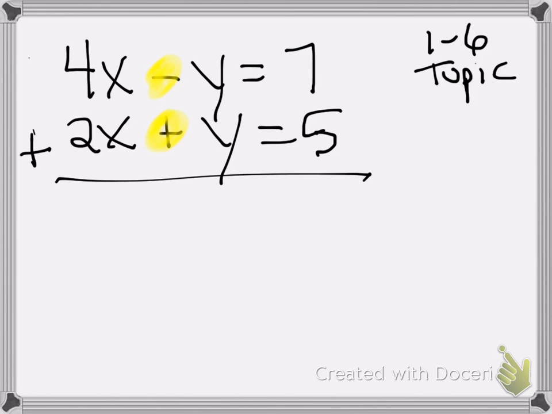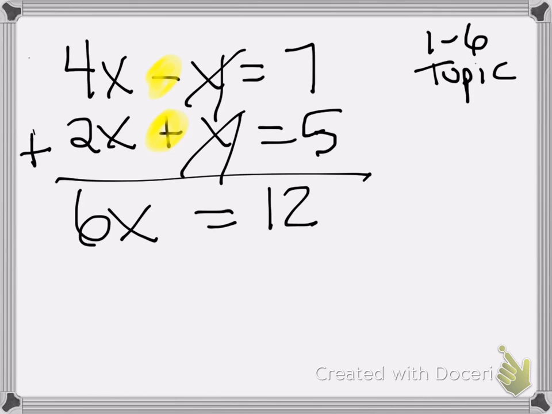So you add these together. 4x plus 2x is 6x. The y's cancel out. Equals 7 plus 5 is 12. You divide both sides by 6, and x is equal to 2. Now remember, this is a system. We're trying to see where they cross, whether they're parallel or whether they're coinciding. If they do cross, there's going to be an ordered pair, an x and a y. Right now we only have an x.